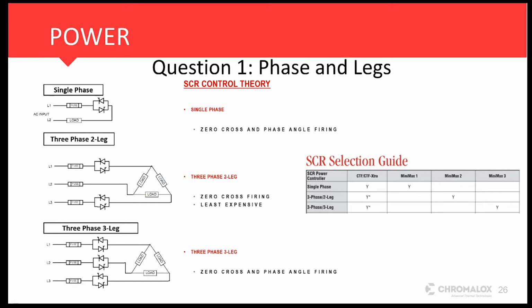Those concepts are explained a lot more in James Lewis's previous videos, so I'm not going to take time to dive into all that. But really simple question: what phase we're working in, and if it's 3 phase, how many legs?